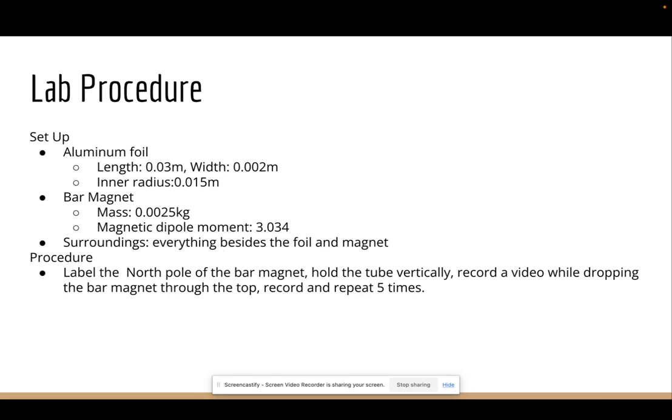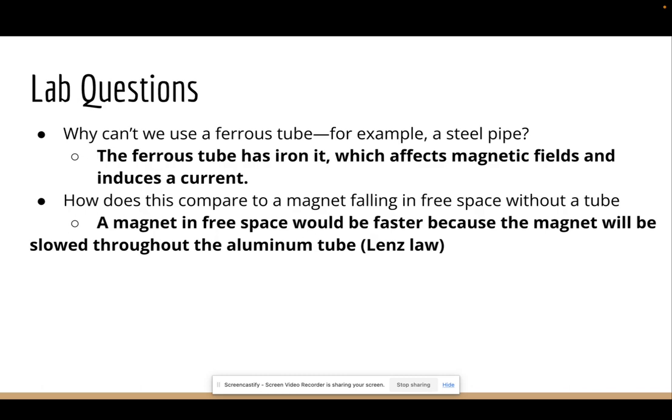And then the procedures for the setup were: label the north pole of the bar magnet, hold the tube vertically, record a video while dropping the bar magnet through the top of the tube, and then record the results and repeat 5 times. Lab questions.